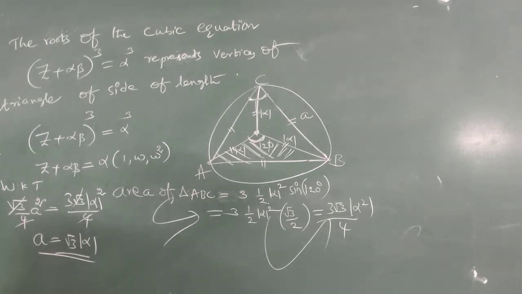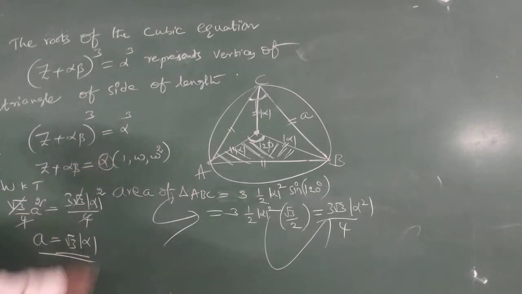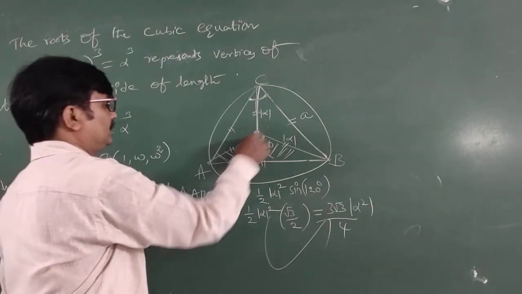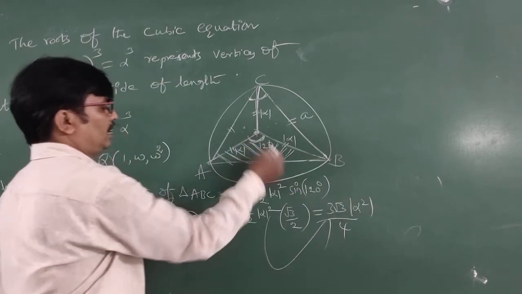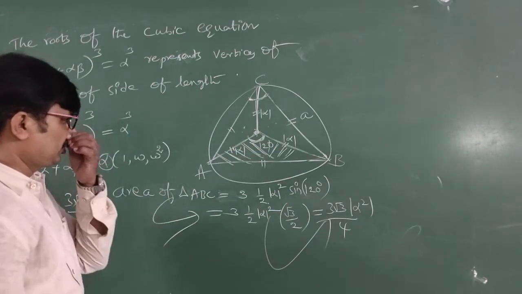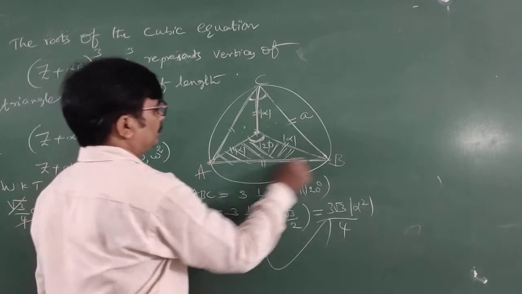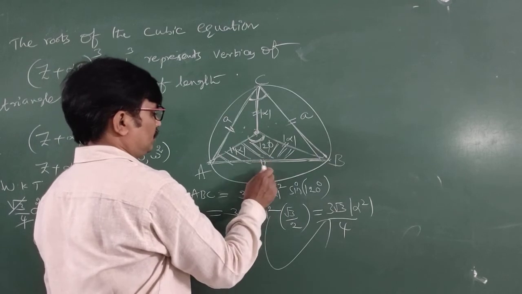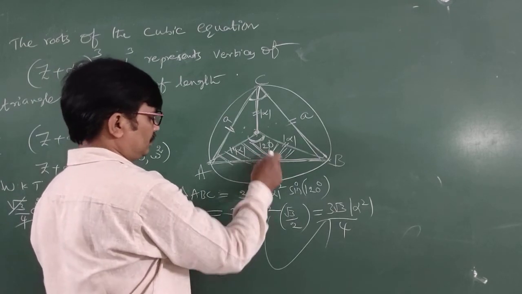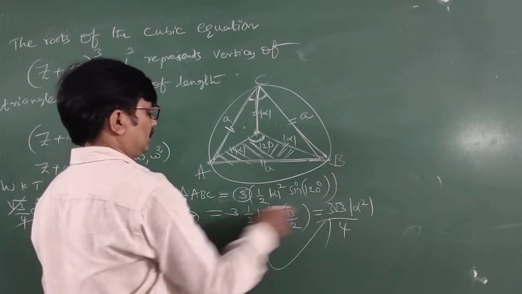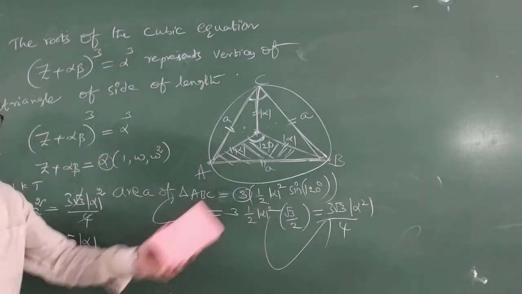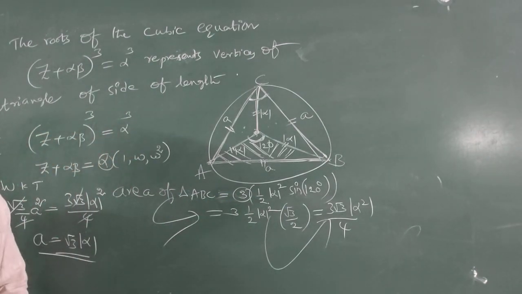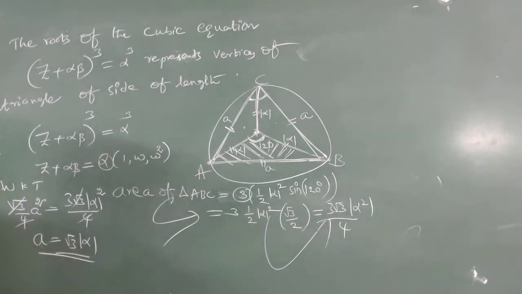Okay students, first we have to find the radius. These are equal, so undoubtedly the three triangles have equal areas. Suppose we take the equilateral triangle ABC with side length A. First we find this area: the required area is 3 times, that is 3 root 3 mod alpha square by 4. This will be equal to root 3 by 4 A square. Then the side length is root 3 mod alpha.